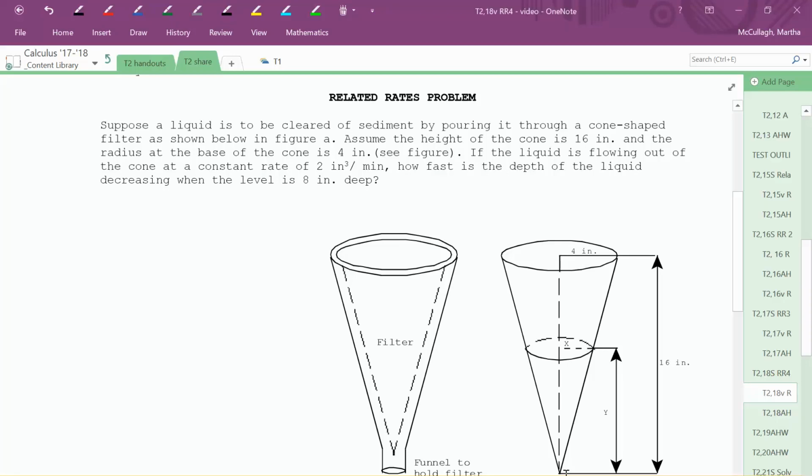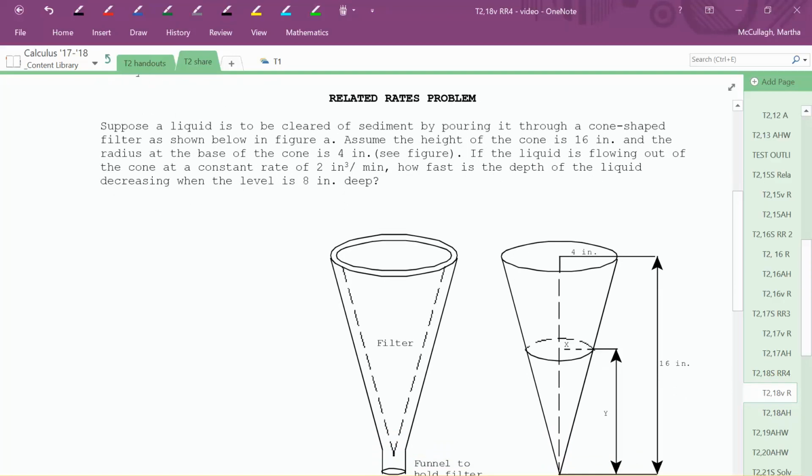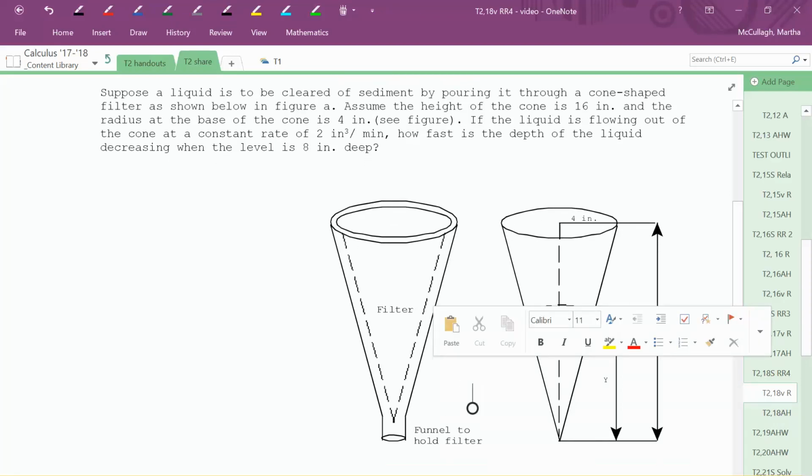Hi, this is trimester 2, day 18, related rates 4. We're just continuing to build on the stuff we've already done, but this problem goes a little bit more in depth, something a little bit more to think about.